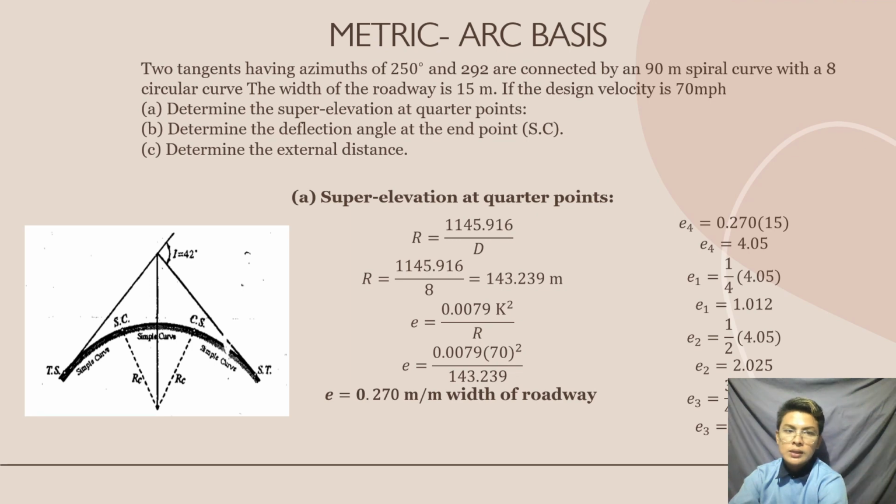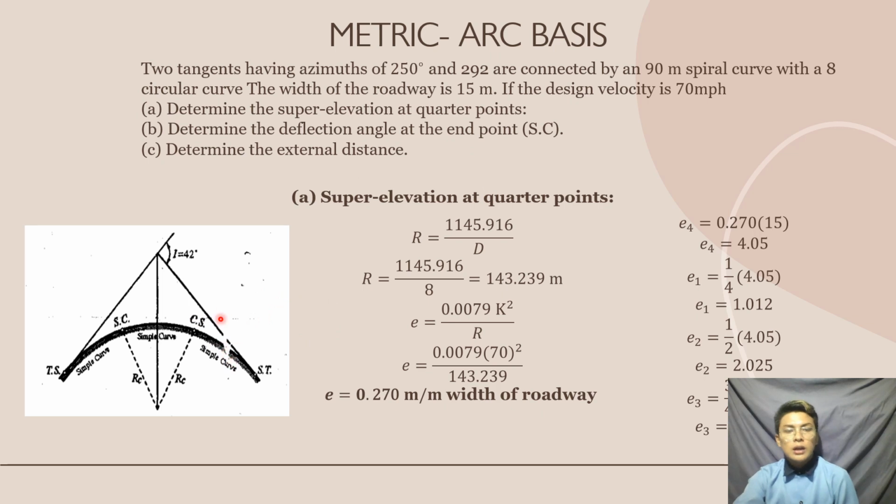Metric arc basis. The first given is two tangents having azimuths of 250 degrees and 292 degrees, connected by a 90-meter spiral curve with an 8-degree circular curve. The width of the roadway is 15 meters. If the design velocity is 70 mph, we must determine the super elevation at quarter points, the deflection angle at the end point, and the external distance.